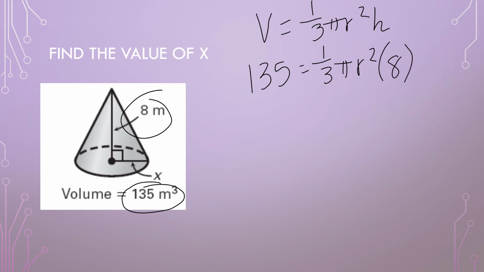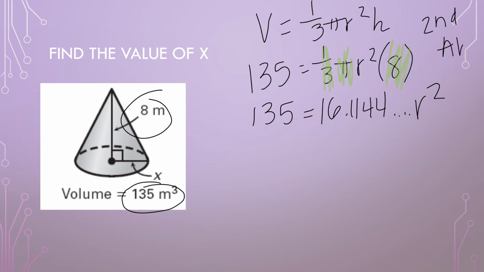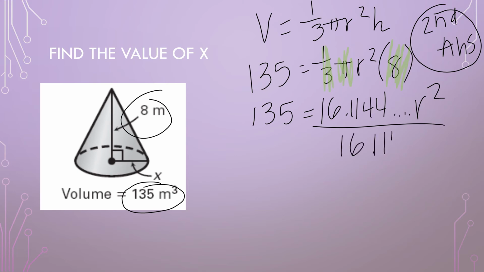So what you can do is take your 1/3, your pi, and your 8 and multiply all those together in your calculator. The most important part here is that you do not round until the end. So my answer here was, I left it as 16.1144, and obviously that keeps on going. You can use the second answer button to keep that answer without losing it, and use it in the next step.